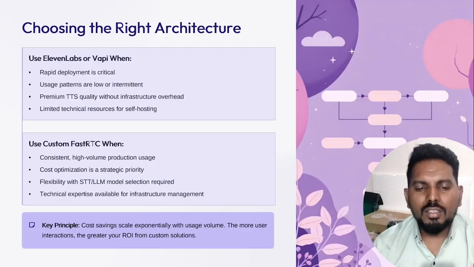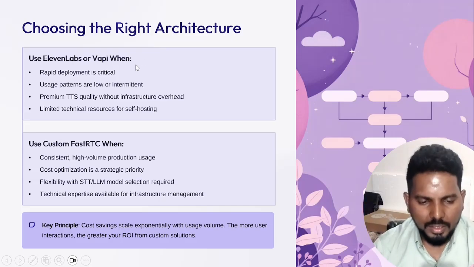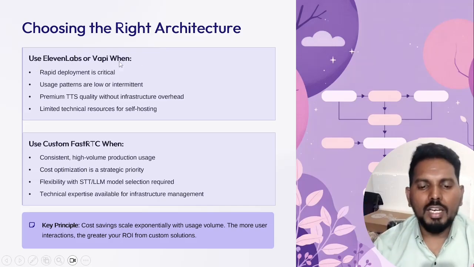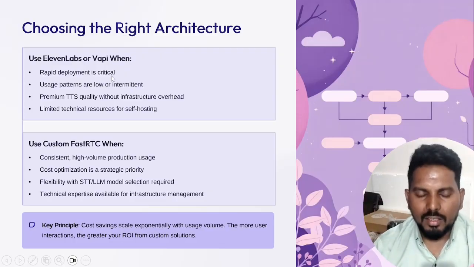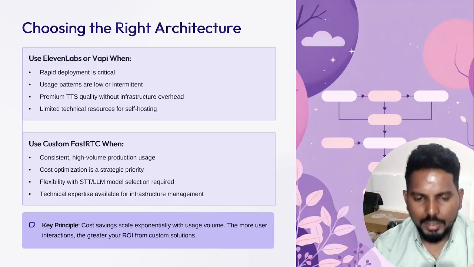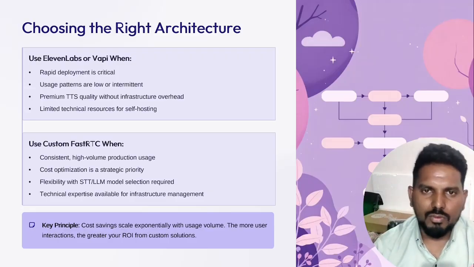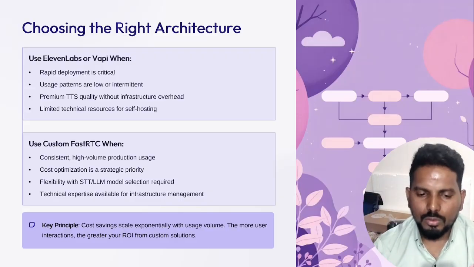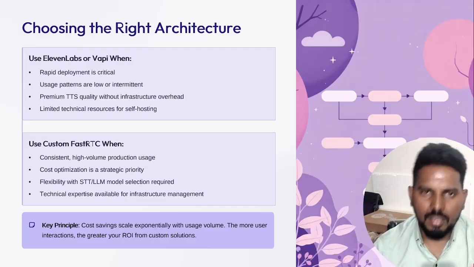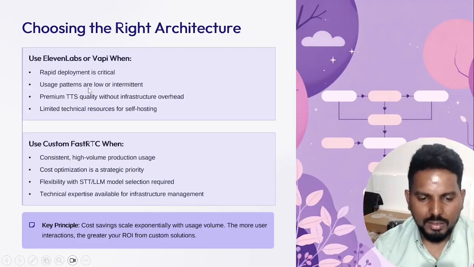So which one do we need to choose? What is the right architecture to be chosen? You have to go for ElevenLabs or Vapi when your development resources are limited. Let's say you don't have any development team with you, then obviously the ElevenLabs and Vapi platforms are the best choice for you, because they give pre-built solutions. You just need to give the prompts and build. So not much technical knowledge is required to build an ElevenLabs agent or a Vapi agent, right?